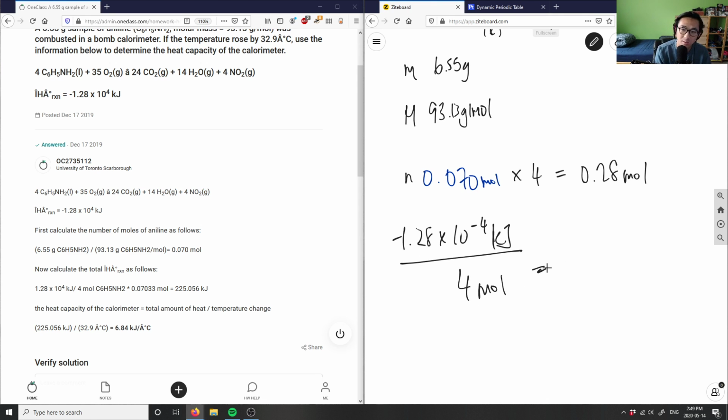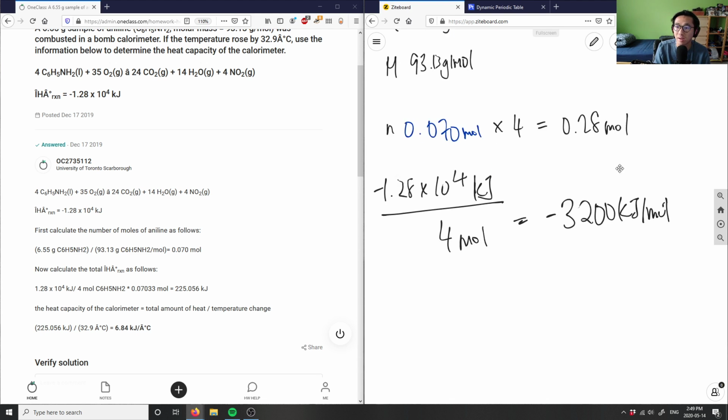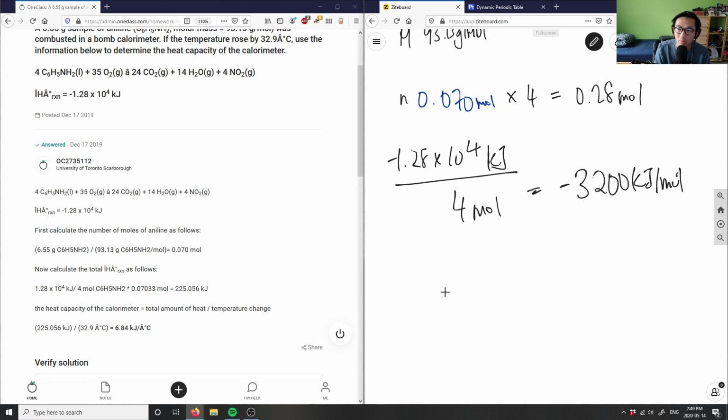So that's going to give us some value per mole of, oh sorry, that's positive 4 per mole of aniline here. So let's see, per mole of aniline. So here's 4 divided by 4 here, which is simply negative 3,200 kilojoules per mole. And now I can multiply this number, because this is in molar enthalpy now, right? And I know that delta H equals the molar enthalpy times the moles of the reaction here.